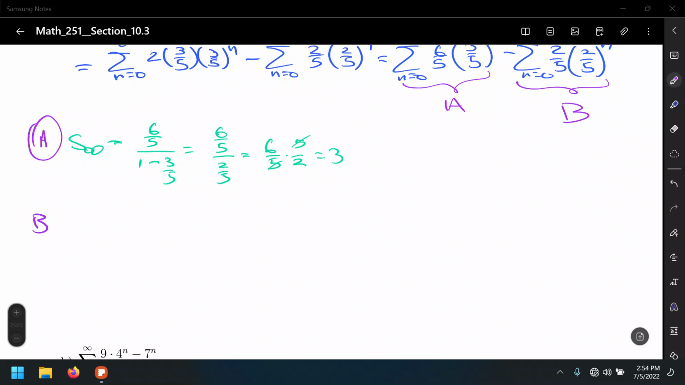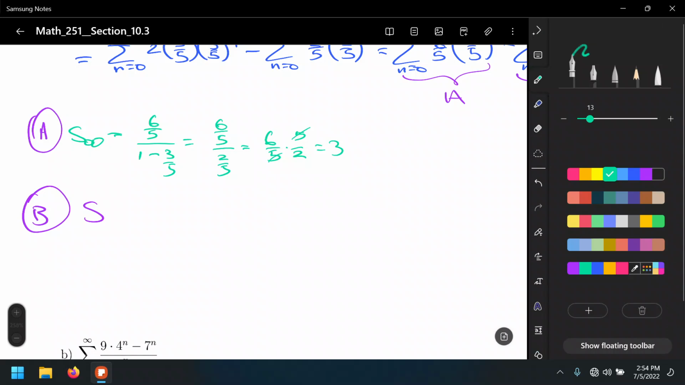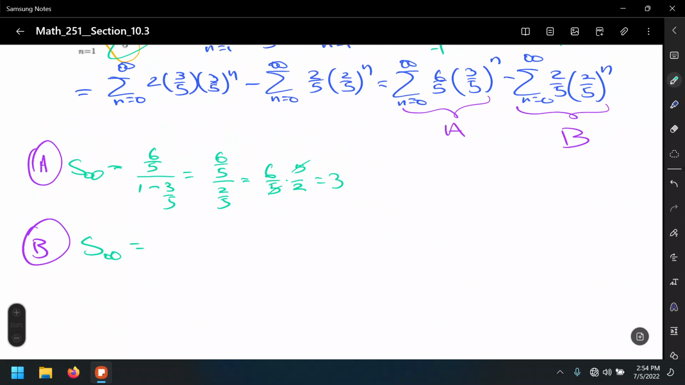Forgot to record. Well, so for letter A, we're supposed to get 3. For letter B, so that's S sub infinity. That's for B, we have A, which is 2/5 over 1 minus 2/5. Well, that's 2/5 over 5/5 minus 2/5, that's 3/5.